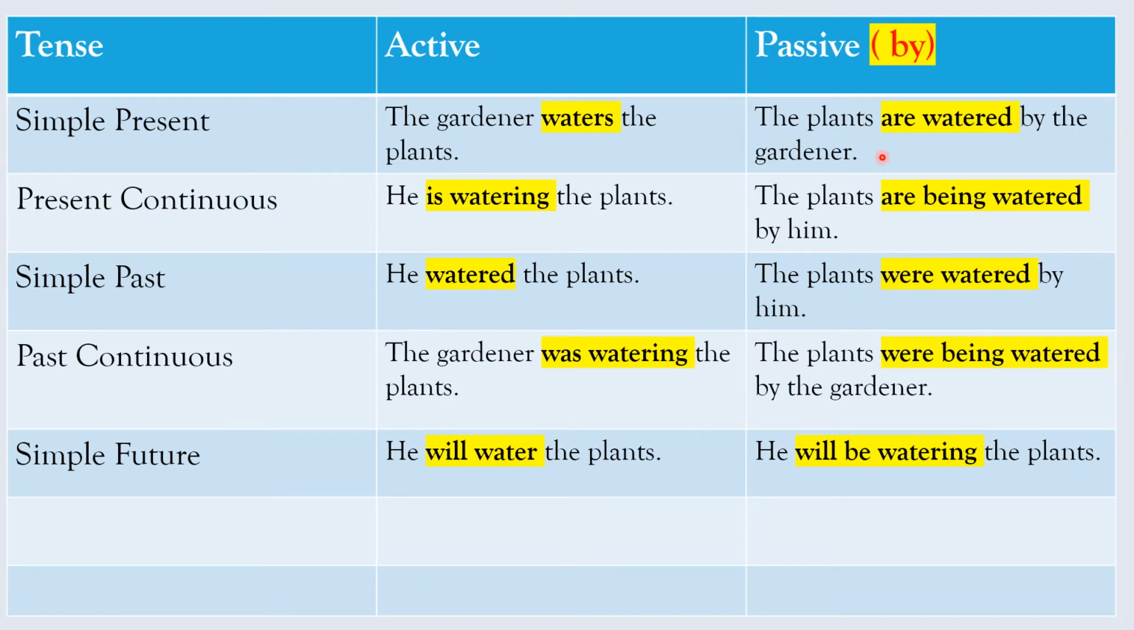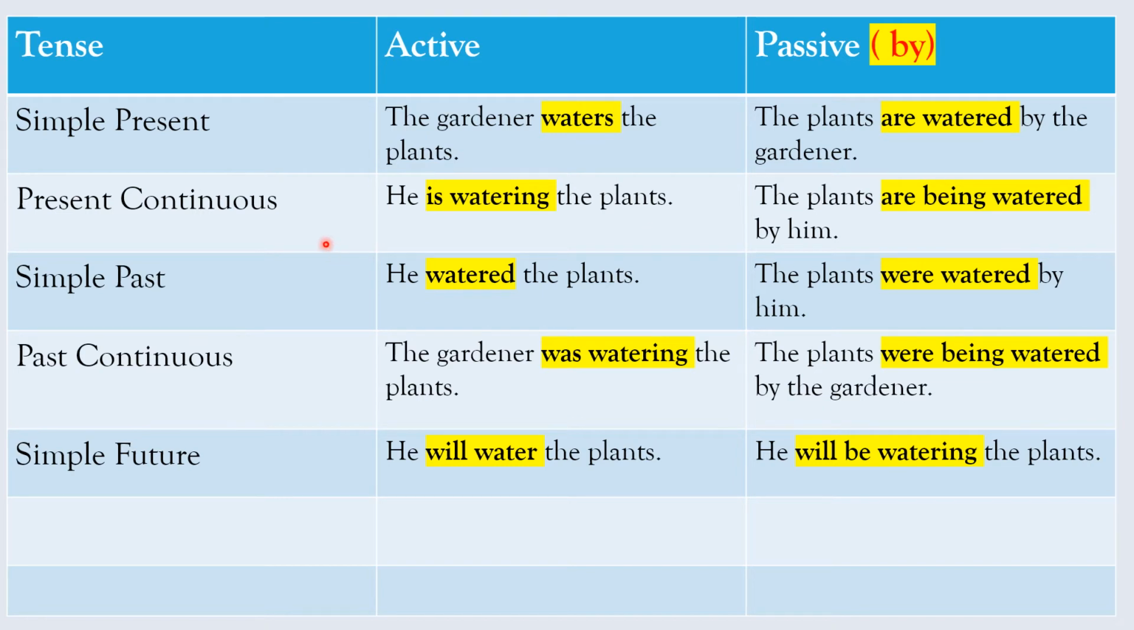I'll just explain once again. The subject here, the gardener, the place has been shifted from the first to the last at the end of the sentence. So you go on noticing these changes on your own. In this slide, I am just teaching about the tenses. The gardener waters the plants, the plants are watered by the gardener.